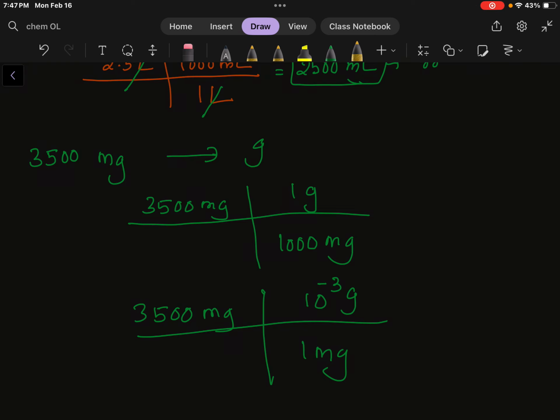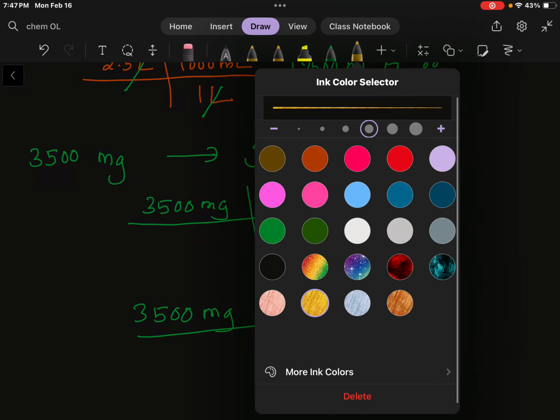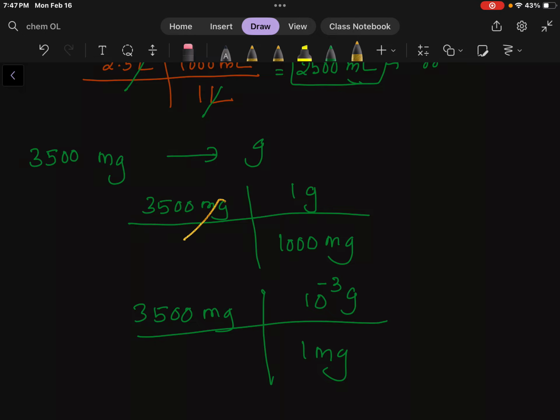Now just solve that. With both methods you will end up with the same answer. So here you will get 3.5 gram. Here also you can write 3.5 gram.